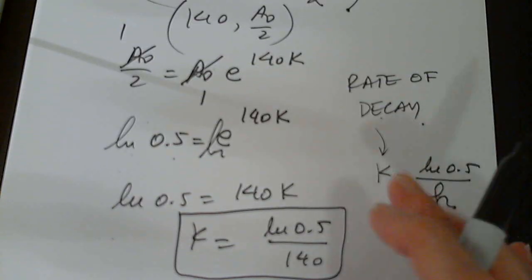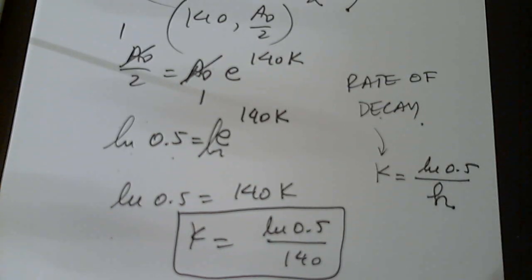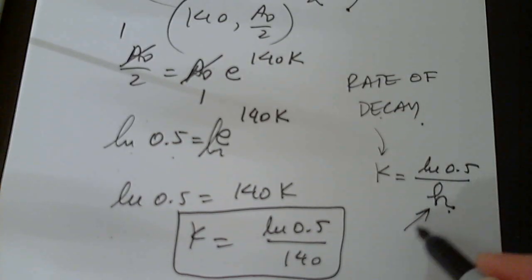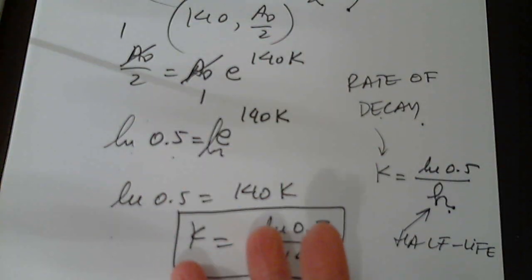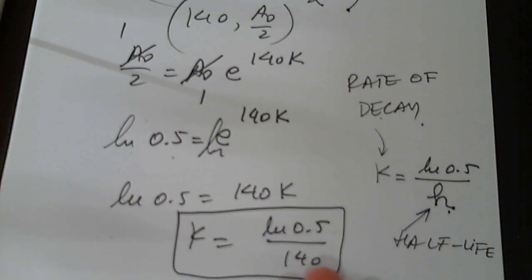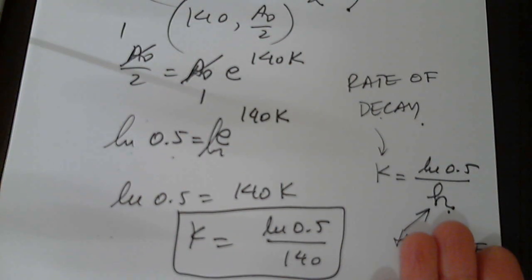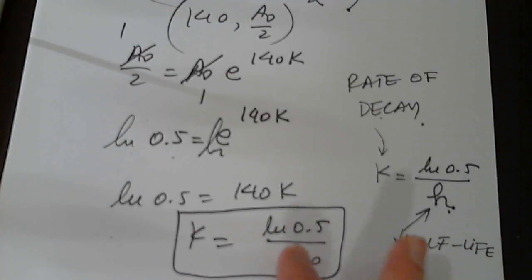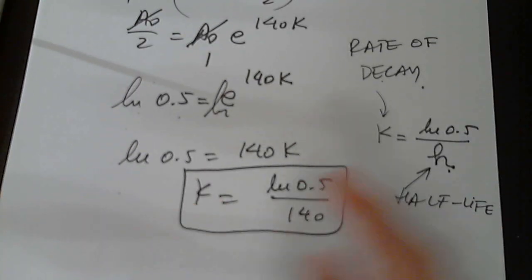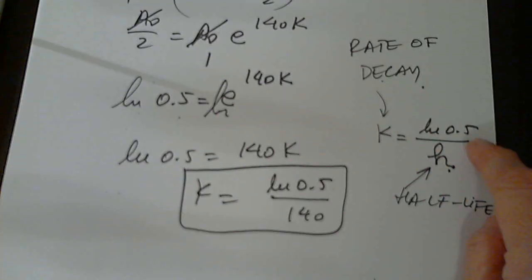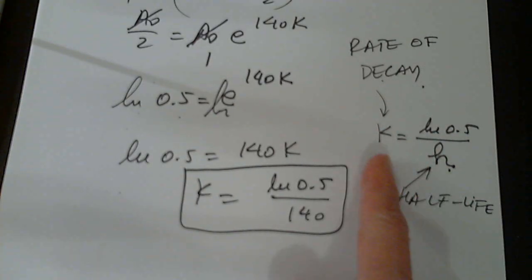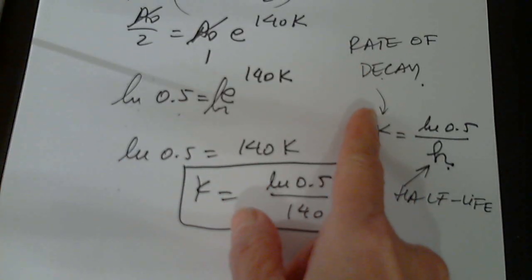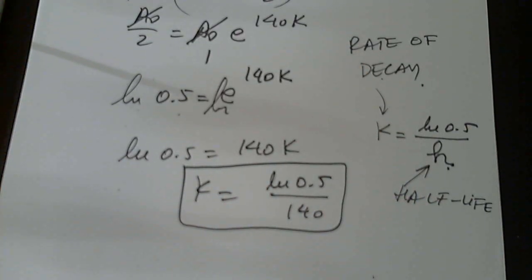Natural log of 0.5 is just a number, and h is the half-life. I prefer showing my students the steps so they don't have to memorize this formula. If you prefer memorizing it, that's fine. So the numerator is always natural log of 0.5, and the denominator is always the half-life to determine the rate of decay. So I plug it in.